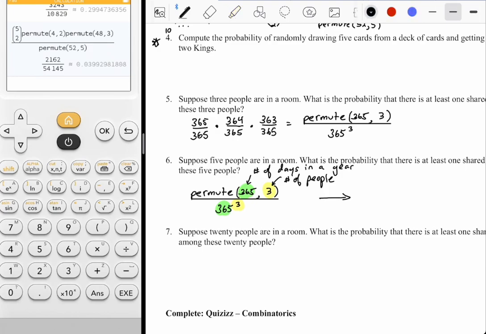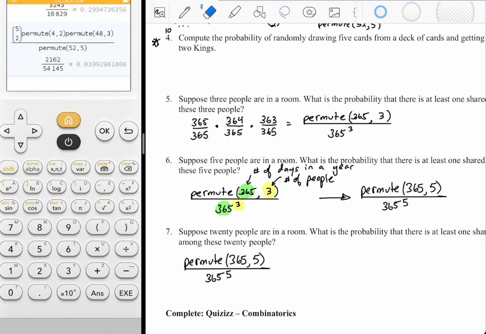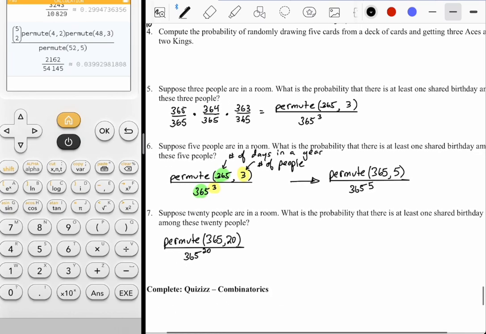So in this case, I would say permute 365. Now we have 5 people. The number of days in the year isn't going to change, but the number of people in the room will change. So why would it be any different if I have 20 people in a room? It's going to be the same structure every time. So now it's just a matter of running it through the computer.